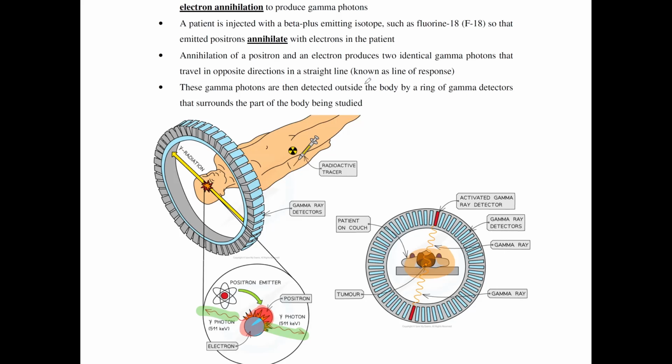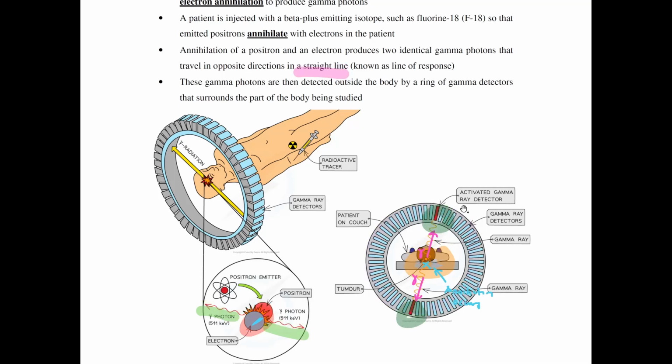Your gamma ray photons, as mentioned just now, travel in a straight line. So if your annihilation occurs right over here at this spot, what you're going to get is gamma ray photons being emitted, and they travel in this direction as well as in this direction. So you want to have detectors that are placed just outside your body, usually arranged in a ring that surrounds your patient, so that your detector can detect your gamma ray photons. So from there, that's how they're going to produce an image.